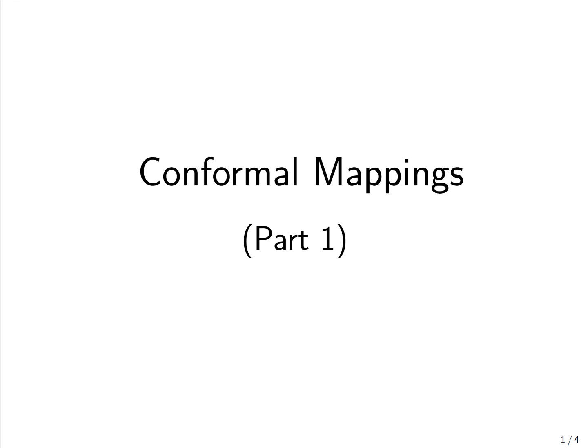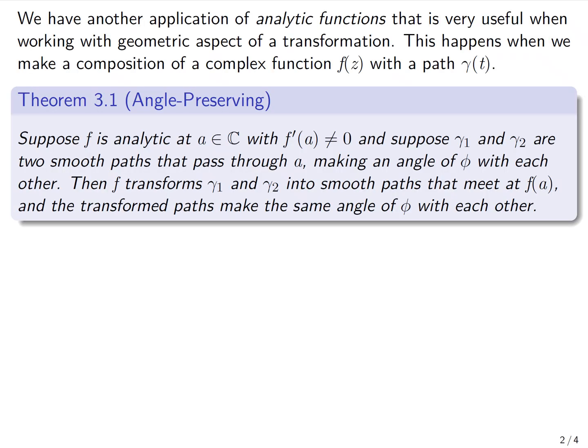In this video, we're going to learn a special function called conformal mappings. Here we have another application of analytic functions that is very useful when we work with geometric aspects of a transformation, so we can talk about length, angles, and things like that. This happens when making a composition of a complex function with a path, normally a smooth path. So let's look at this theorem. This is what we call the angle preserving theorem.